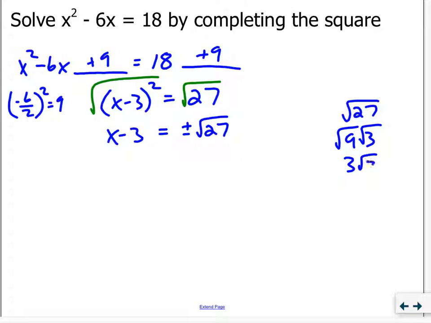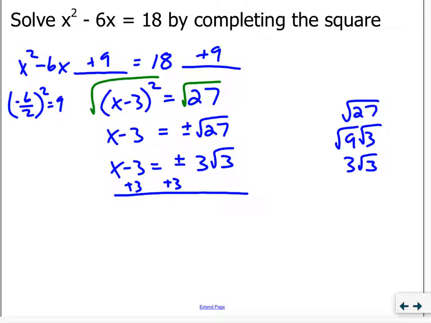So I get 3 radical 3 for that value. So x minus 3 equals plus or minus 3 radical 3. I move my 3 over. Now, be careful here. I know you want to add the 3 and the 3's and get 6's or 9's or whatever. Don't do that. Our answer is just 3 plus or minus 3 radical 3. Let's leave it like that. That answers all we need.